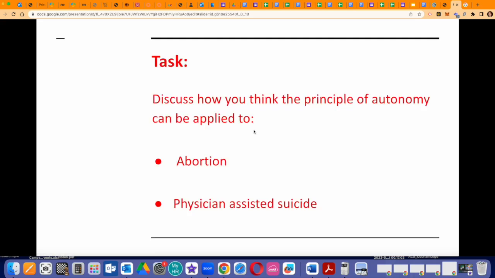So normally we would have a discussion between you and somebody else in pairs where you talk about the principle of autonomy and how it can be applied to A, abortion, and B, physician-assisted suicide. So instead of us having a conversation in pairs, I'm just going to ask you, first of all, do you know what abortion is? Yes. Can you see the idea of autonomy being applied to abortion? Yeah, most definitely. Okay, so how do we need to consider autonomy and abortion?